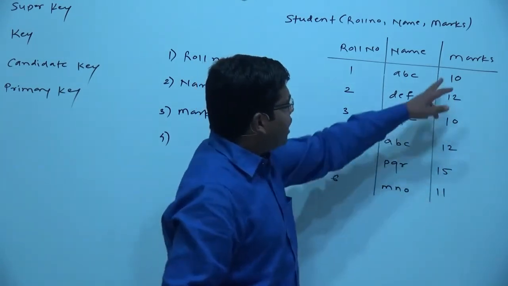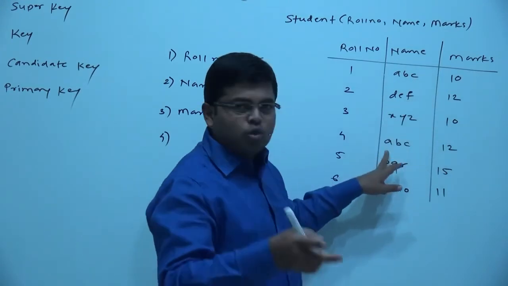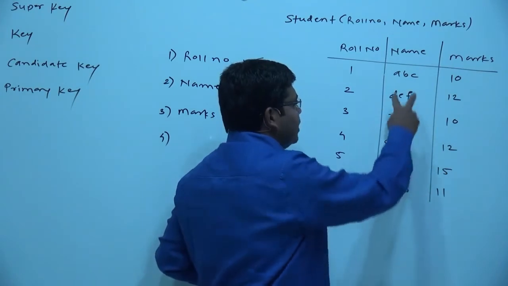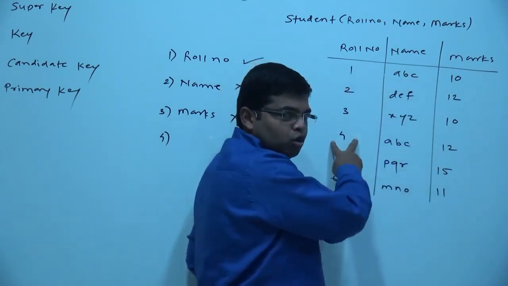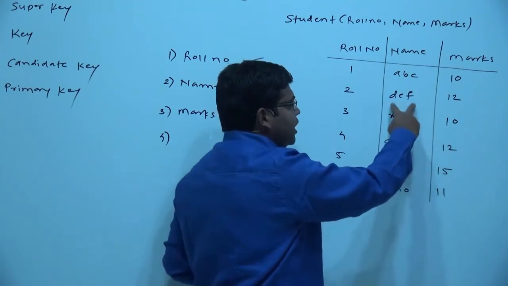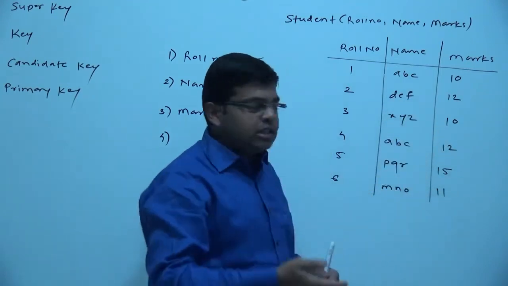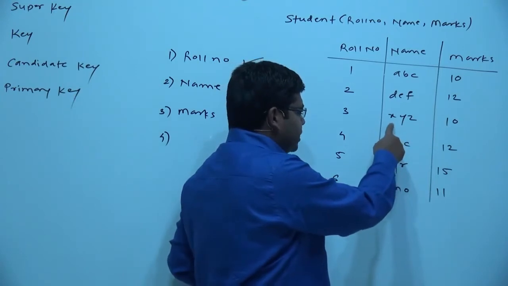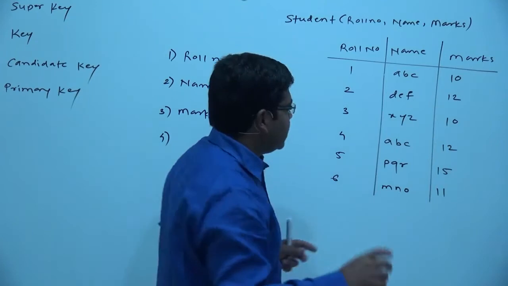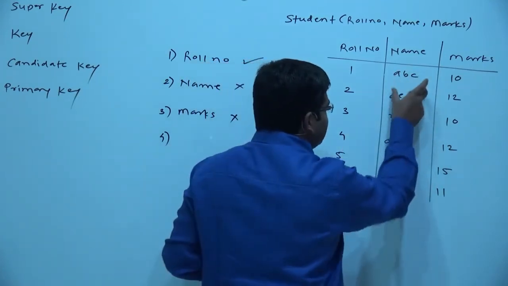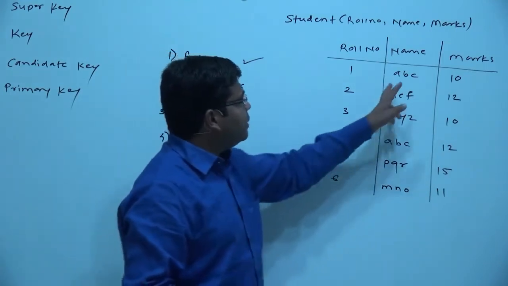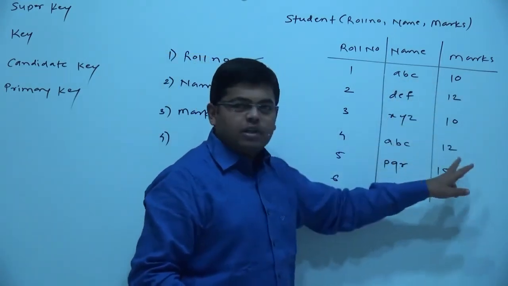So if marks are available, then you can differentiate between these 2 students. See, in this case the only differentiation will be needed in case of roll number 1 and roll number 4, because both the students have got name ABC. DF doesn't need any differentiation, XYZ doesn't need any differentiation. Similarly, PQR as well as MNO don't need any differentiation. Differentiation will be needed in case of ABC. So which ABC we are talking about? We will be talking about either ABC with 10 marks or ABC with 12 marks.